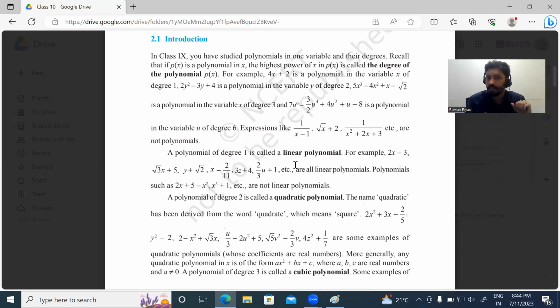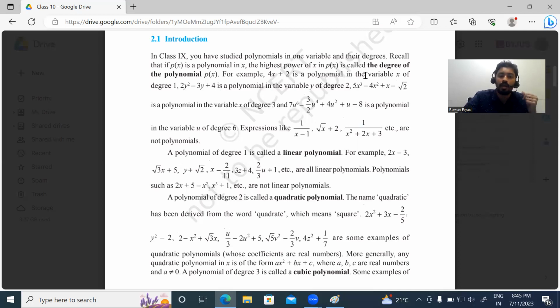Now we can divide polynomials into many types. We have many different types of polynomials based on the degree. What is meant by the degree of a polynomial? Degree of a polynomial means the highest exponent of the variable.